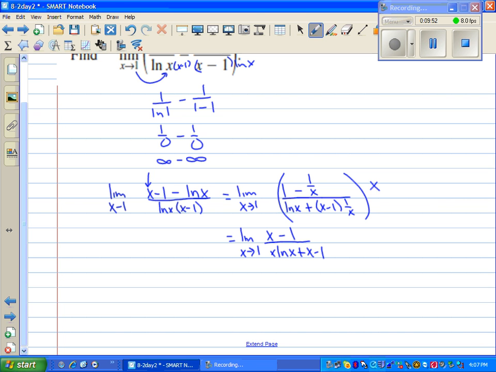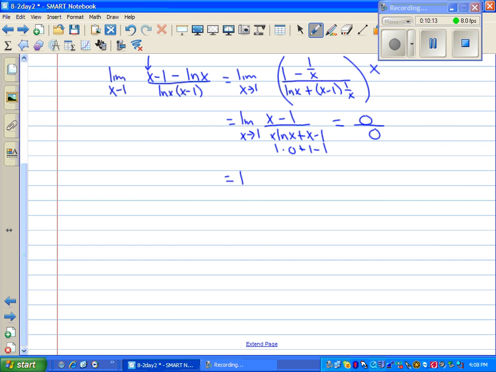So rather than redoing this all, I think I'll just keep plugging ahead. If we plug 1 into the top, we would get 0. If we plugged 1 in the bottom, we'd have 1 times 0 plus 1 minus 1, and we'd get 0 over 0. Now that's another indeterminate form, so we can keep using L'Hopital's rule to attempt to find this limit.